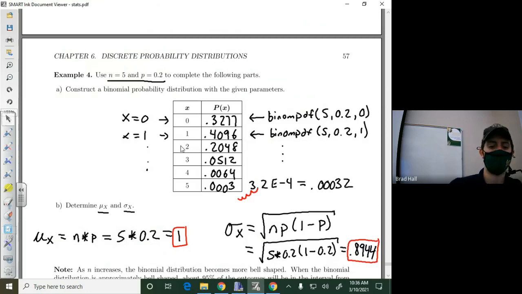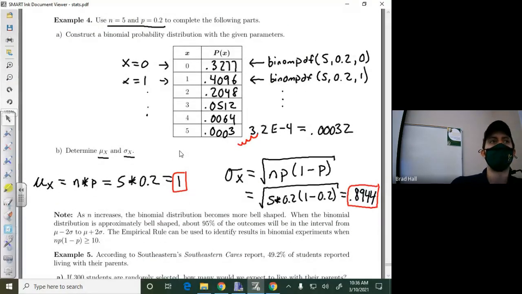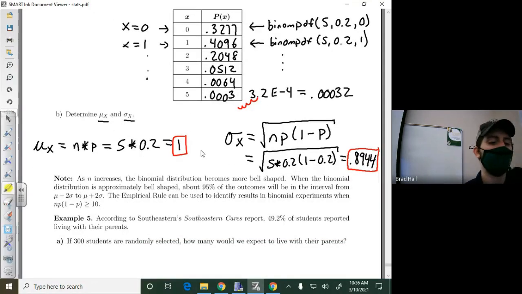If not, there is a note that I want to make regarding the binomial distribution. This is an important note. As n increases, the binomial distribution becomes more bell-shaped. That could be a pretty easy question for me to ask on the next exam as one of those true or false questions. Or as n increases, what happens to the binomial distribution? And then you just say, it's more bell-shaped.